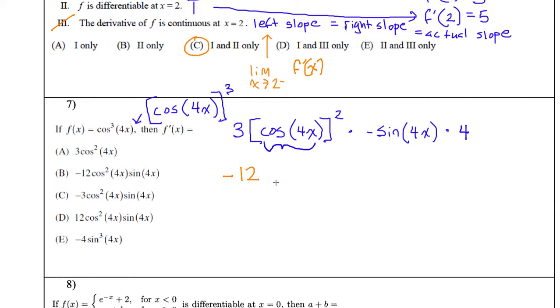Look at this multiple choice question. Which one starts with a negative 12? Not A, not C, not D, not E. B is the only one that starts with negative 12. I don't even need to simplify this. I can do it for the notes if you want it, though.